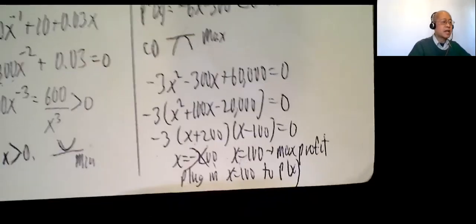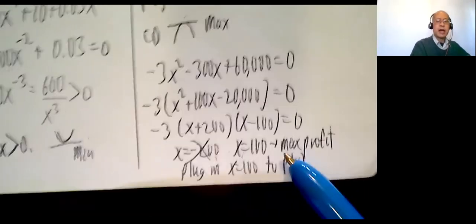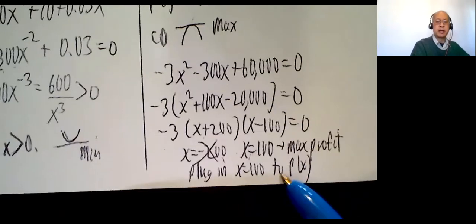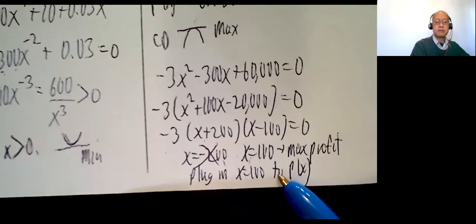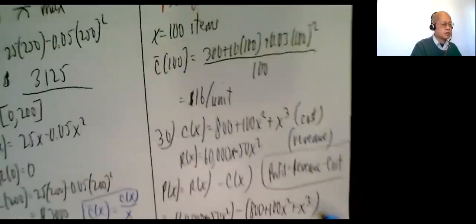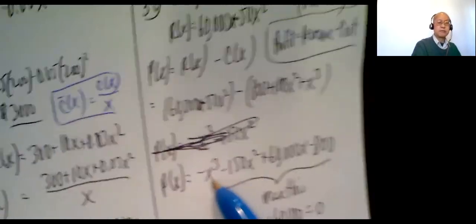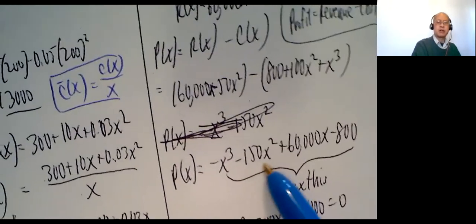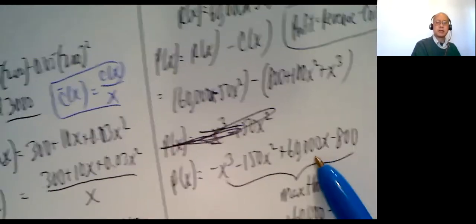The last thing again for this problem 30, I didn't quite finish it. You do have to plug in to get the profit. But that's easy, just use your calculator. Plug in 100 to the profit function. Right here. So negative 100 cubed minus 150 times 100 squared, plus 60,000 times 100 minus 800. And that's the maximum profit.